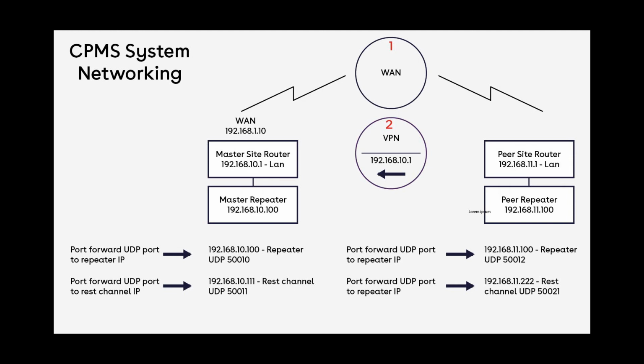And this is because the link establishment happens in the direction from the peer site to the master site. The second instance is you can create VPNs between all of your sites. And since a VPN essentially puts all of the networks on the same LAN, you can then communicate with the master repeater via its local IP address. So if you use VPNs between the sites, there's no need to do any port forwarding.